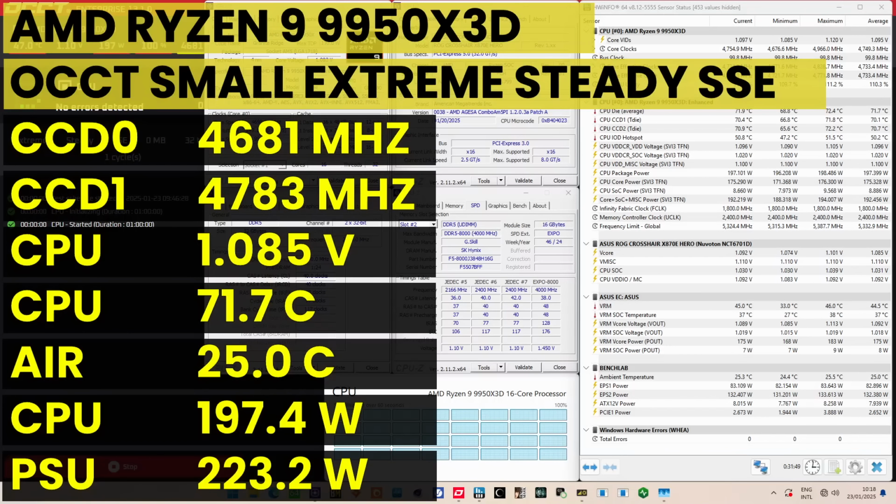When running the OCCT CPU SSE stability test, the average CPU CCD0 effective clock is 4681 MHz and CCD1 effective clock is 4783 MHz with 1.085 volts. The average CPU temperature is 71.7 degrees Celsius and the average CPU package power is 197.4 watts.